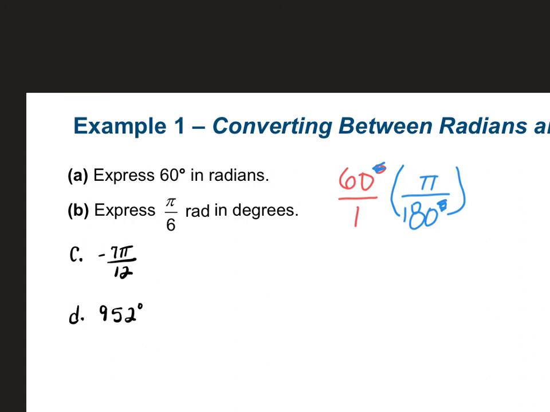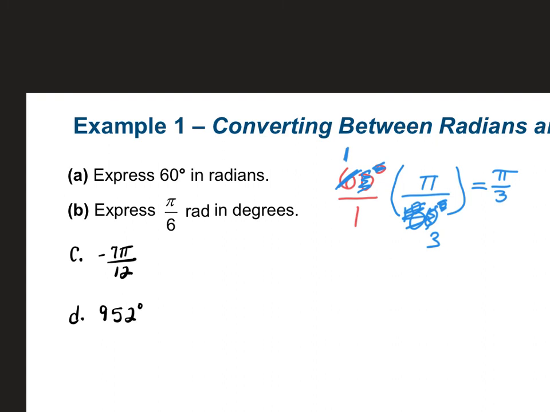And now we just use math. I can cross off a 0 on the top and a 0 on the bottom, divide by 10. And then what number goes into both 6 and 18? 6 goes into 6 1 time. 6 goes into 18 3 times. So when I convert 60 degrees to radians, it becomes pi over 3.